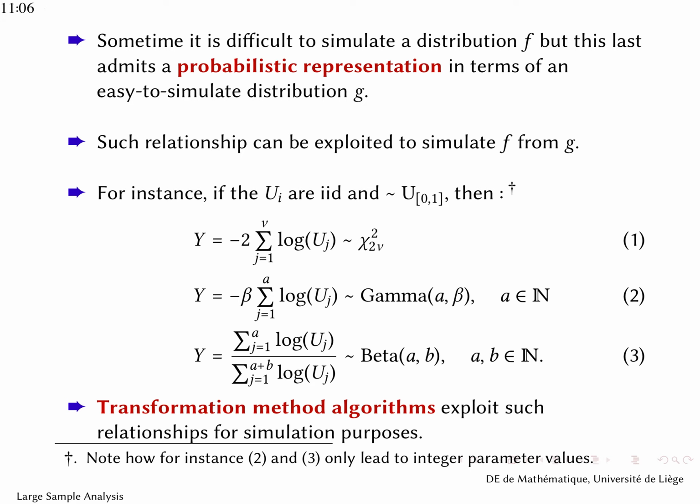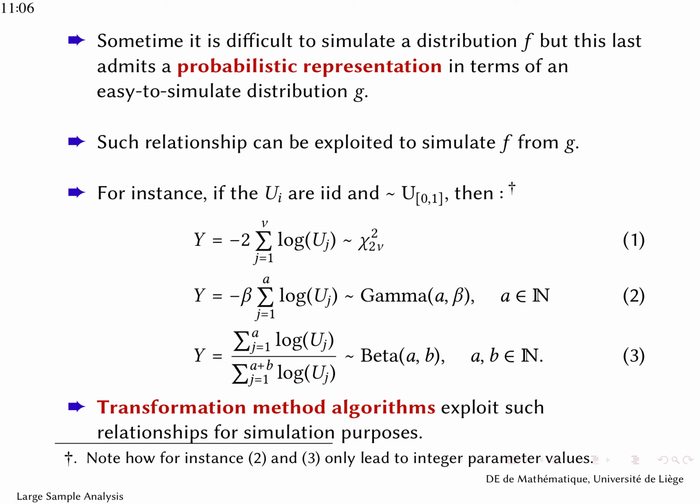For a random variable u, which is uniformly distributed, if we sum the logarithms of u, we sum them up to nu and we multiply with -2, then this new random variable follows a chi-squared distribution with parameter 2 nu. If we do the same, but we take a sum to a and we multiply with minus beta, then we have a gamma distribution with parameters a and beta. And then finally, if we divide a sum of logarithms by another, larger sum of logarithms, this will give us a beta distribution.